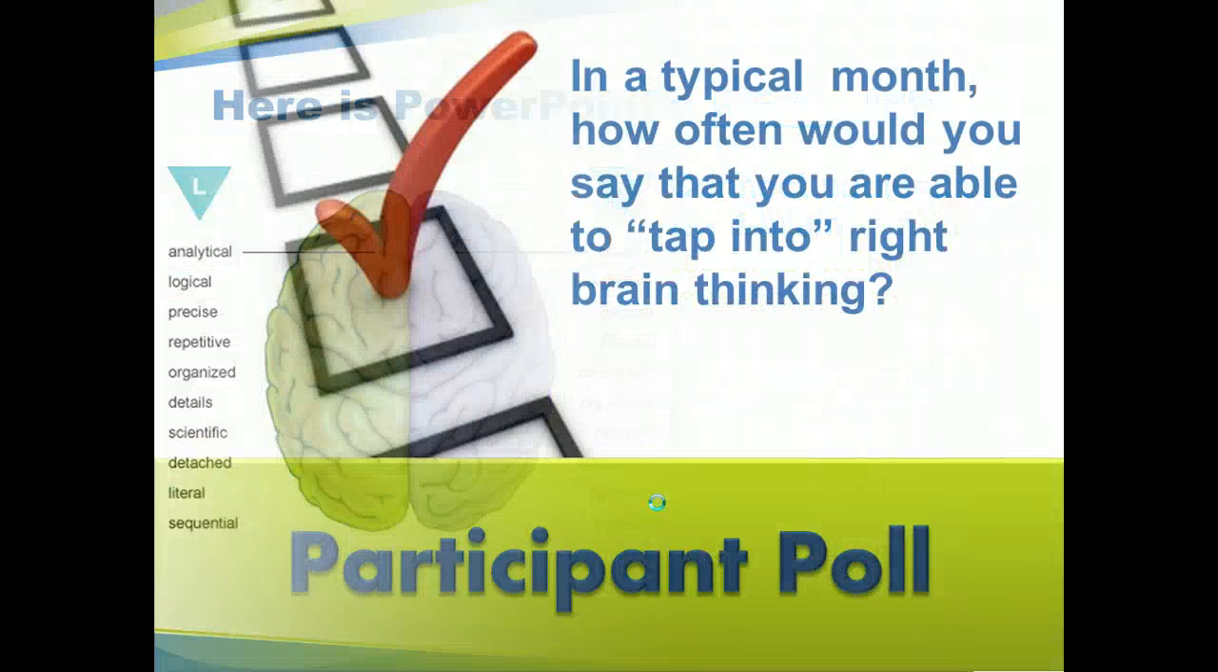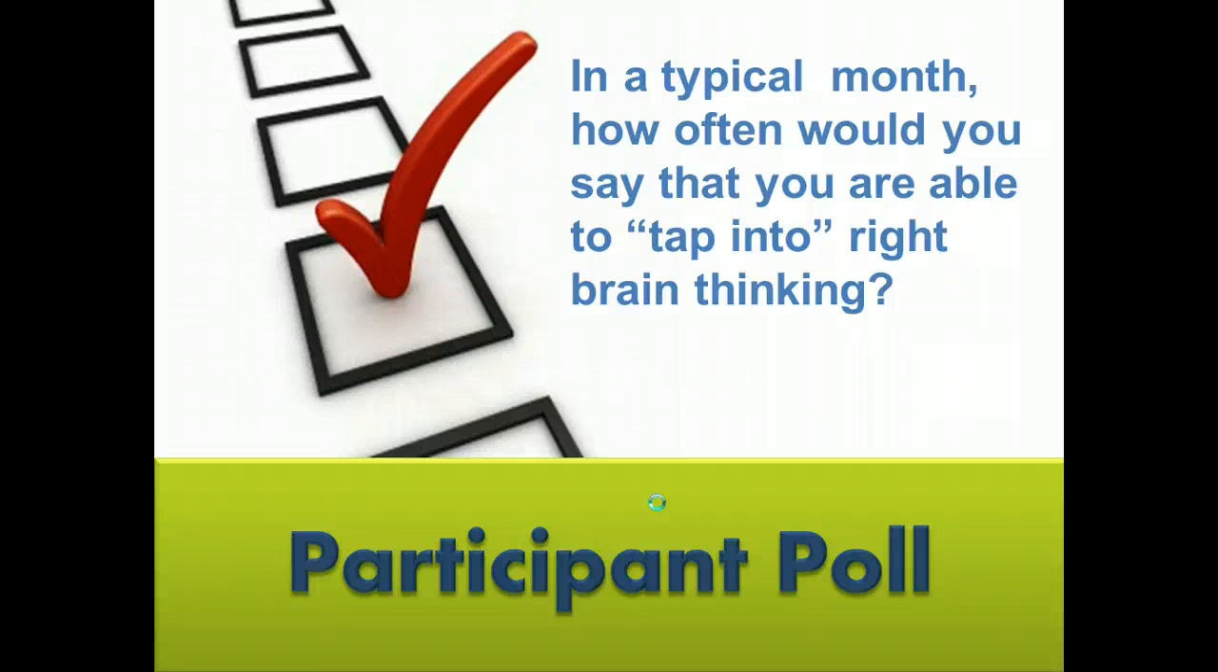So at this point in the webinar, I would normally ask people to just share with me. I'm just sort of plain out curious. How often do they tap into their right brain thinking? And people tell us anywhere from, what right brain? I don't think I have one, all the way up to all the time and in between.